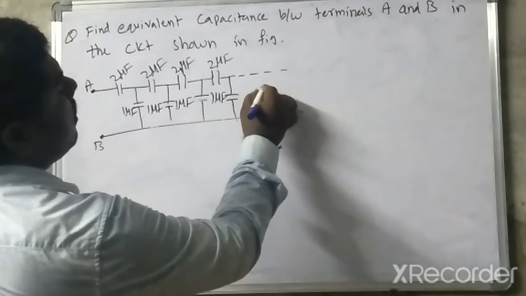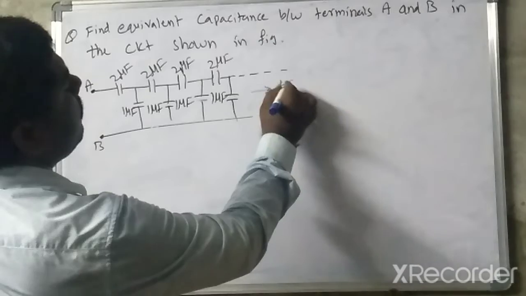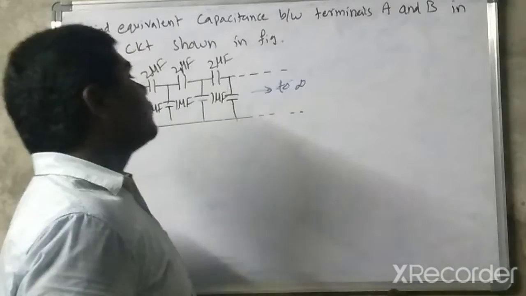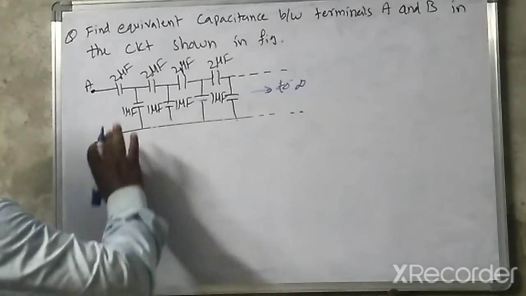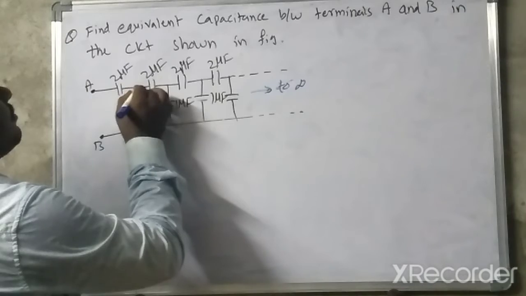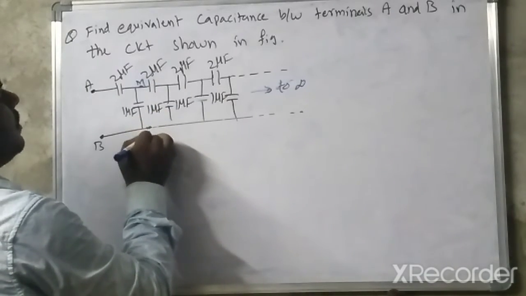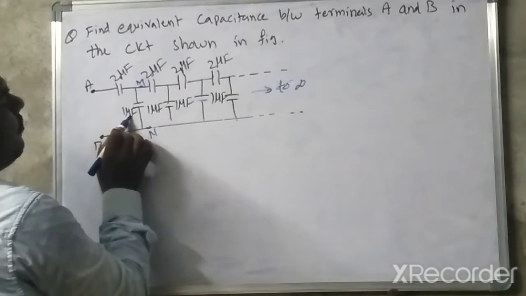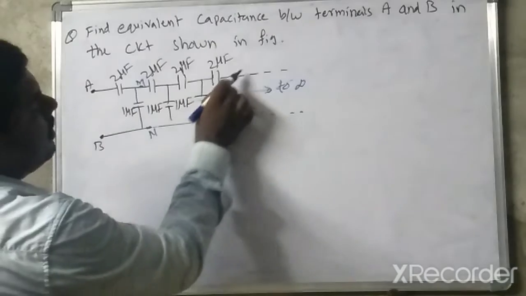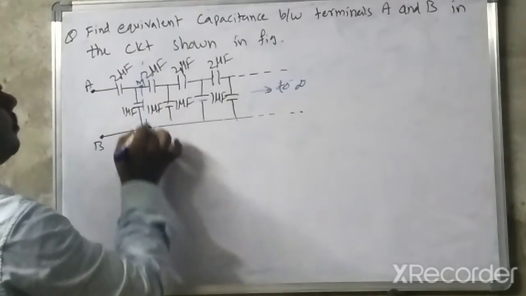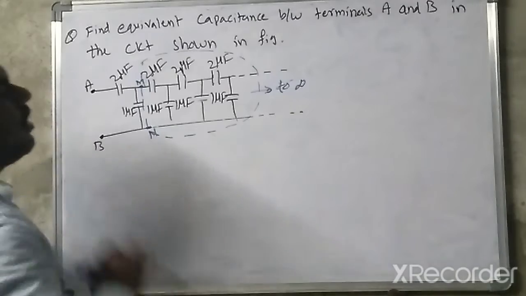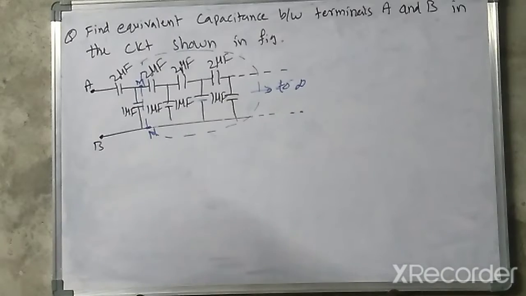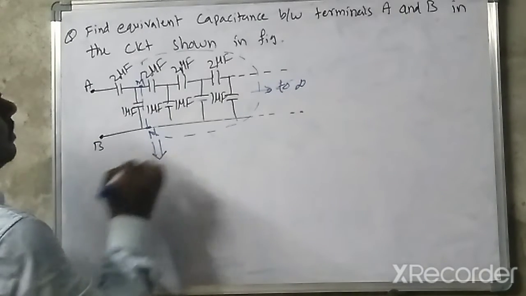Here it is connected like this, going on to infinity. Let us consider this point as M and this point as N. After one circuit, there is a 2 and 1 continuously repeating. That's why this total equivalent capacitance I am going to consider as C naught. You may draw the circuit again.